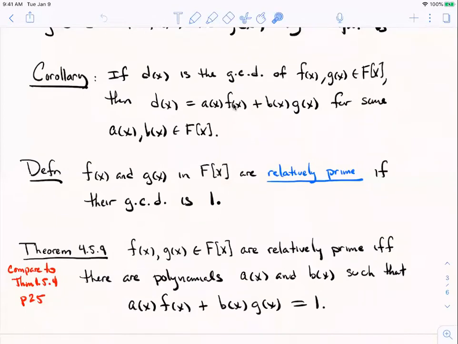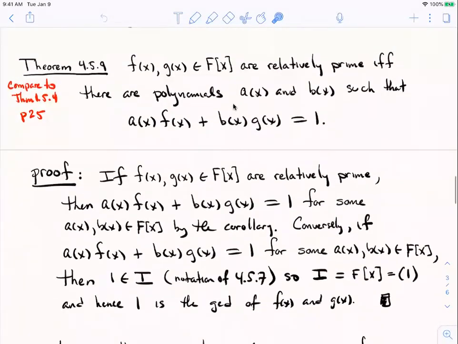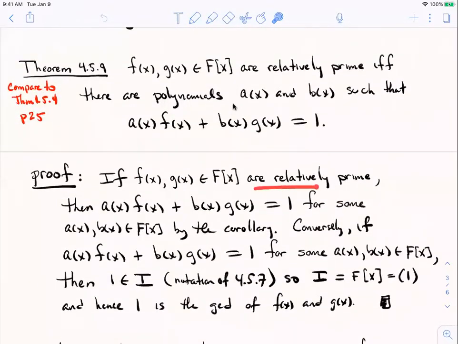One part of this theorem is just a special case of this corollary. The corollary says the greatest common divisor is always a polynomial linear combination. Well, if f and g are relatively prime, their greatest common divisor is 1 by definition. So of course 1 is a polynomial linear combination of them. That's the first part of this proof. I'll show you the proof down here. But if you take two polynomials that are relatively prime, well, this 1 is a linear combination of them by that corollary. D of x is 1. It's the constant polynomial 1.